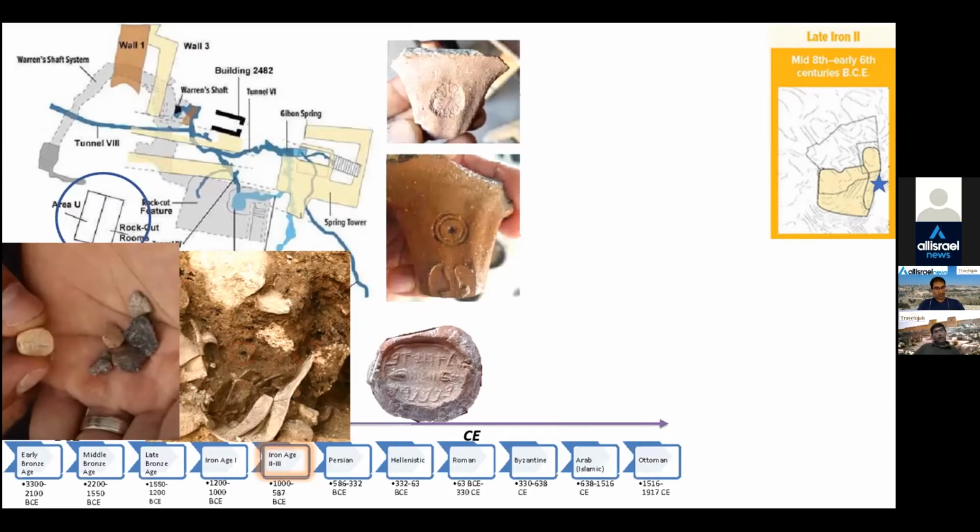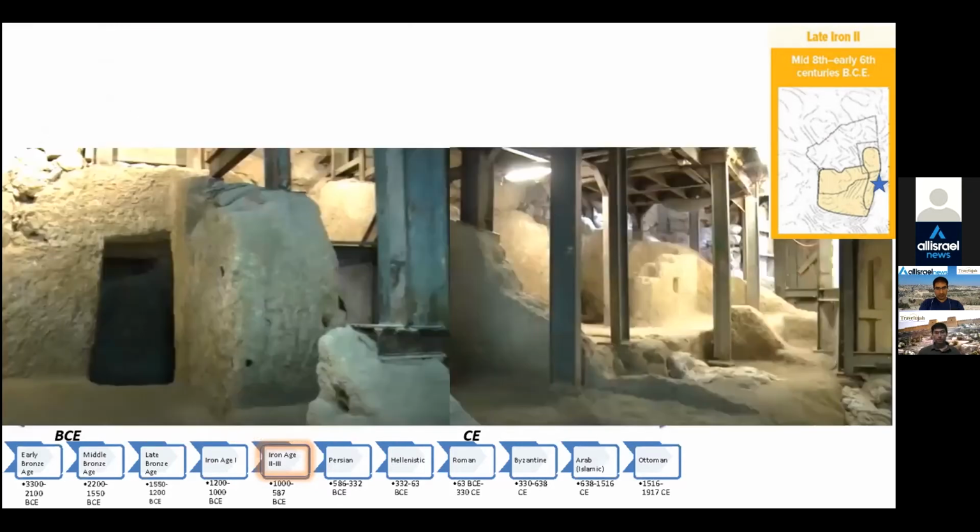Because Area U has houses and structures from the first temple period. Just next to it, touching it, the walls touching each other, which means they're the same story, the same period, is the rock-cut rooms. This is an overview of the rock-cut rooms. They're actually a series of rooms that are all mostly, not fully, mostly cut into the stone, because we're talking about a very steep slope.